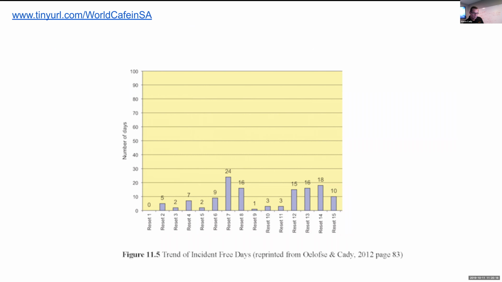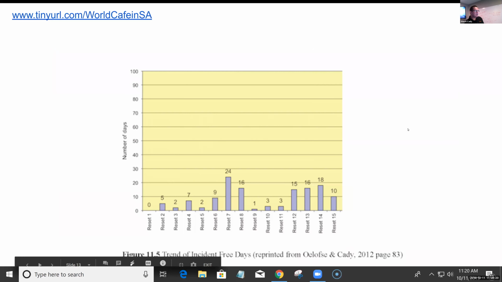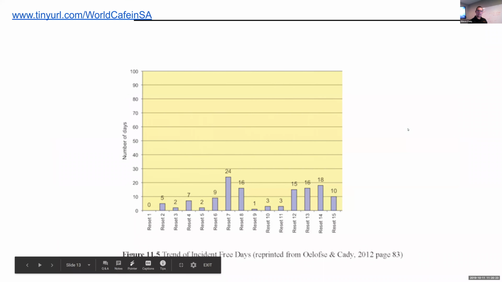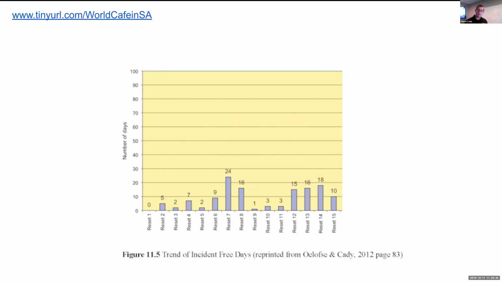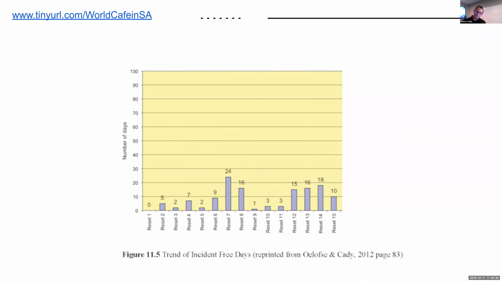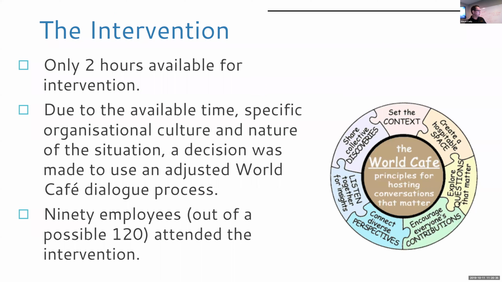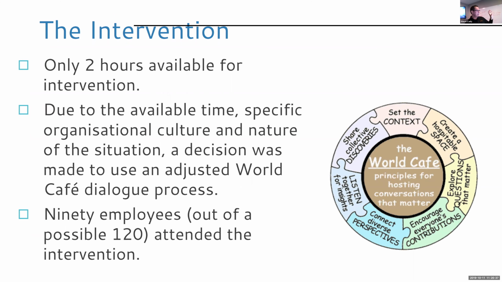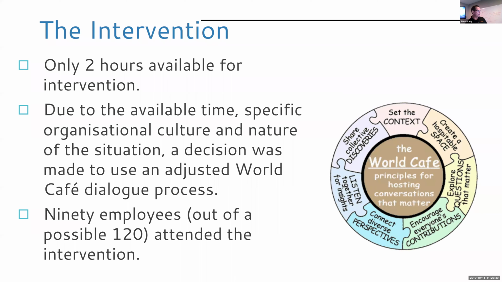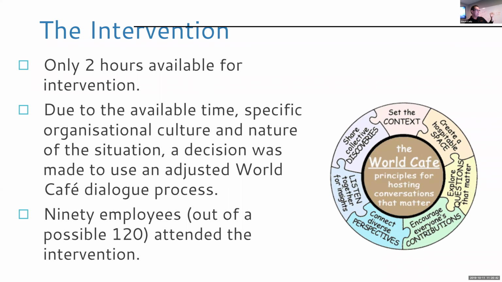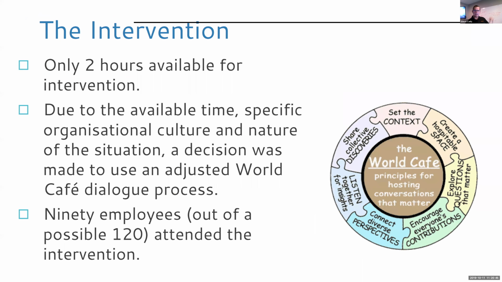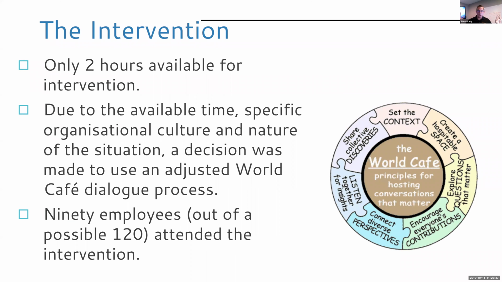So they said, let's use World Cafe. Let's bring them together. Let's use the change formula, DVFS, which is another tool that we'll talk about, to guide the conversation. And let's move to a 2-hour intervention, take the time we have, bring 90 employees out of a possible 120, and get them in the room. And management was like, okay, it better work.